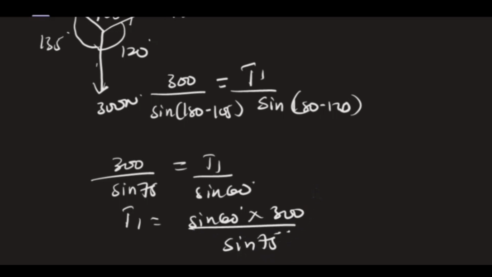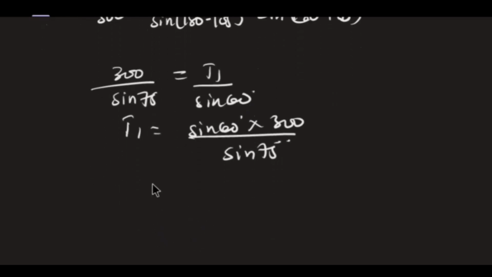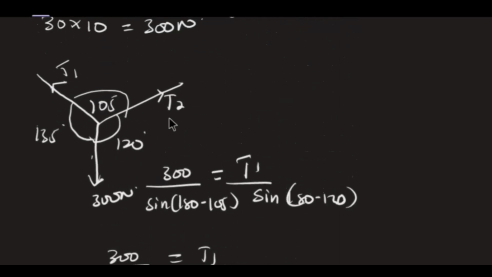So what am I getting? Sine 60 times 300 all over sine 75. So my T1, tension 1, is equal to 268.97 newtons.